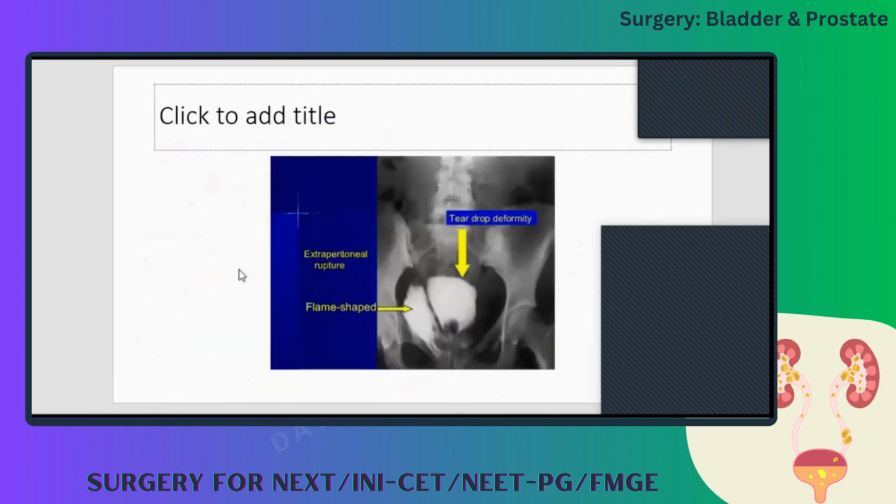Extraperitoneal. Okay. Now see these images. They may be asked in image-based questions. See here. Two things: teardrop deformity and flame-shaped hemorrhage.